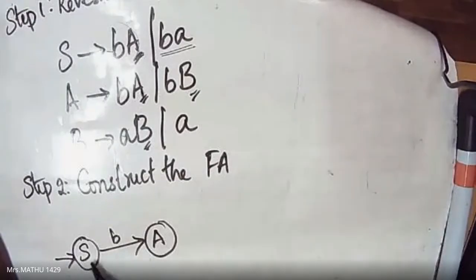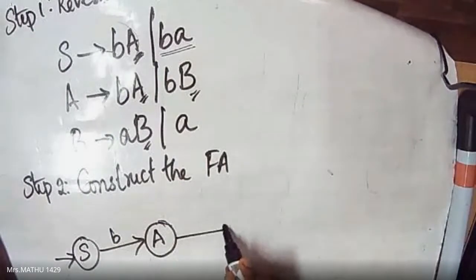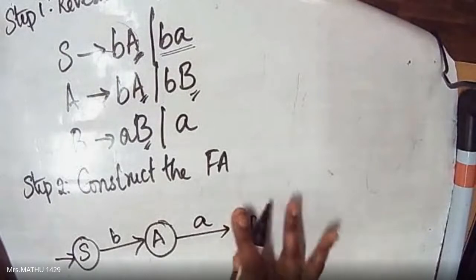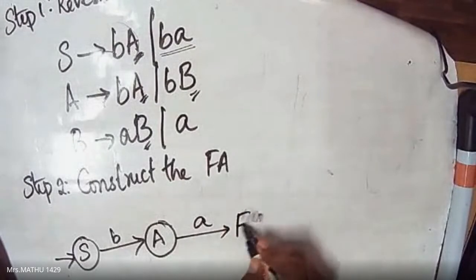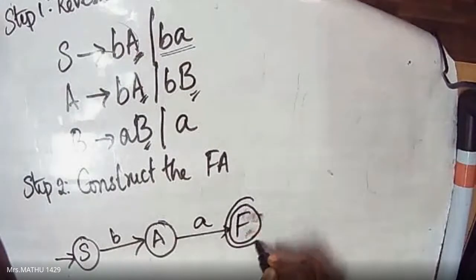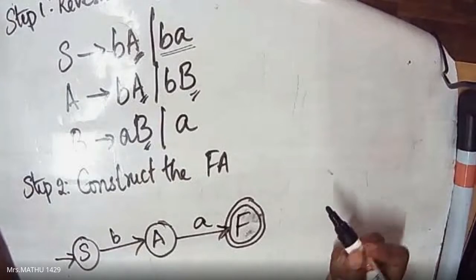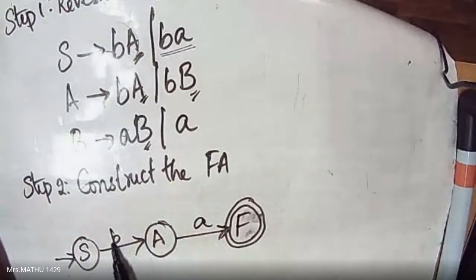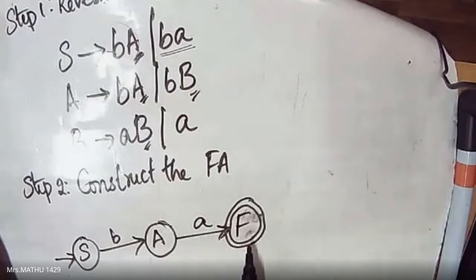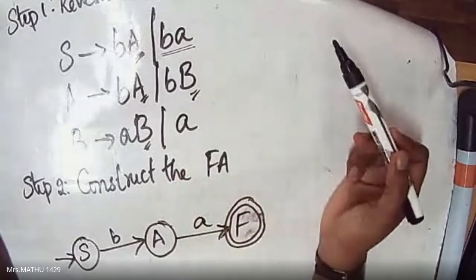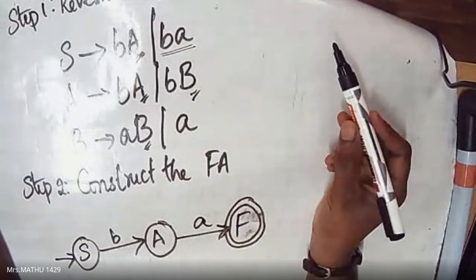Since it has all terminals, it has to be connected to a final state. From S we have already read B and moved to state A, and from here we can read A and move to a final state. Let us name it capital F. So we have a final state. Whenever there is a set of only terminals, it has to be connected with the final state.